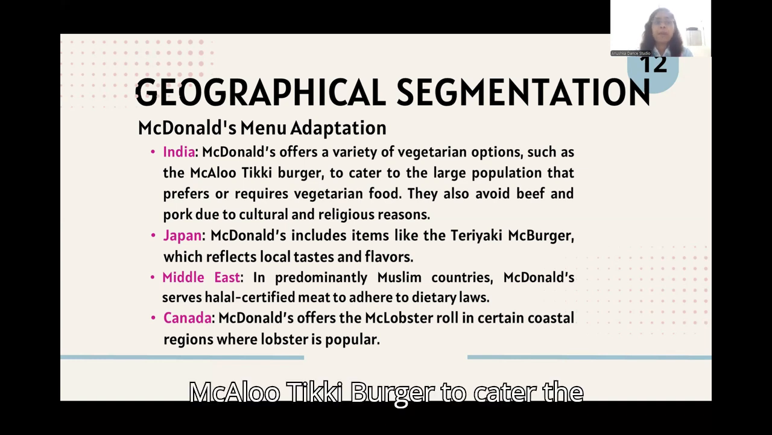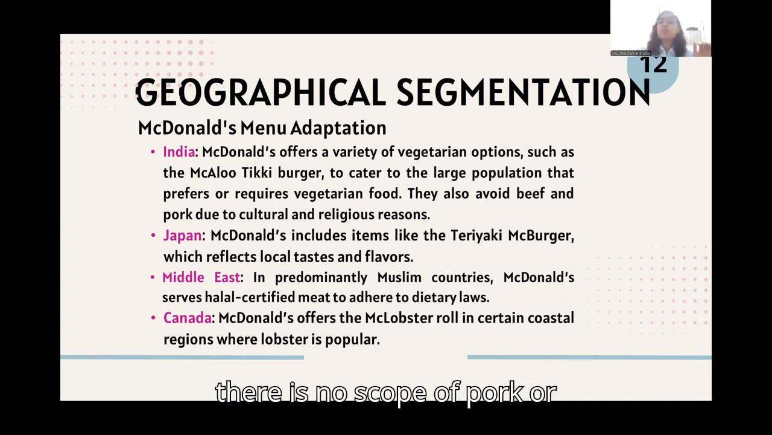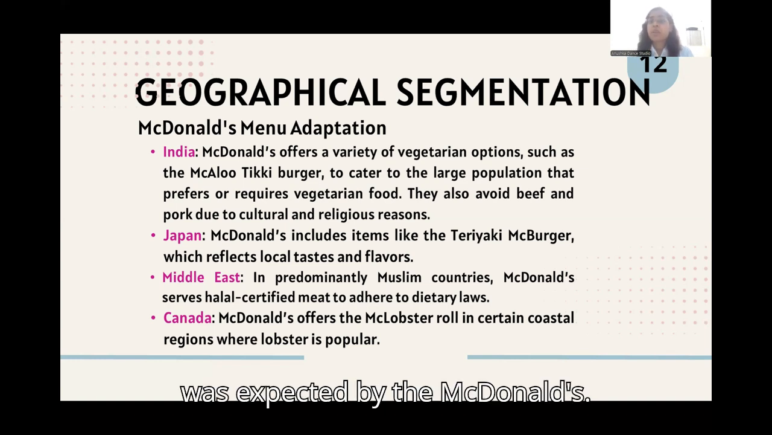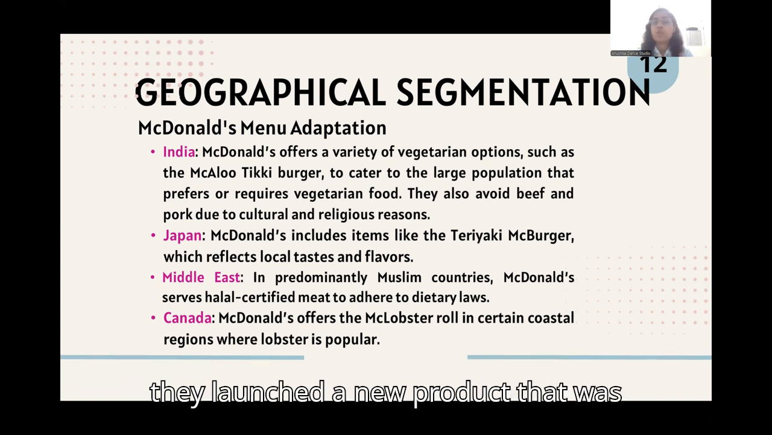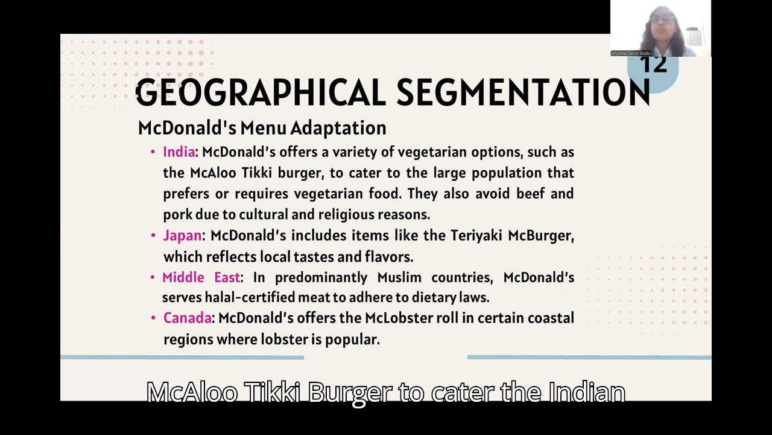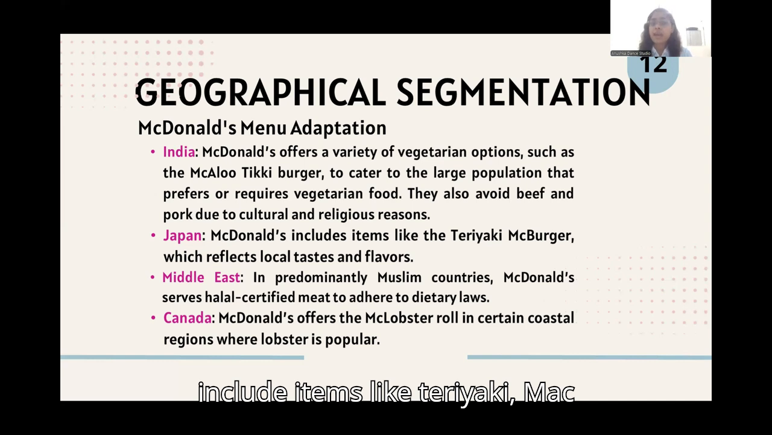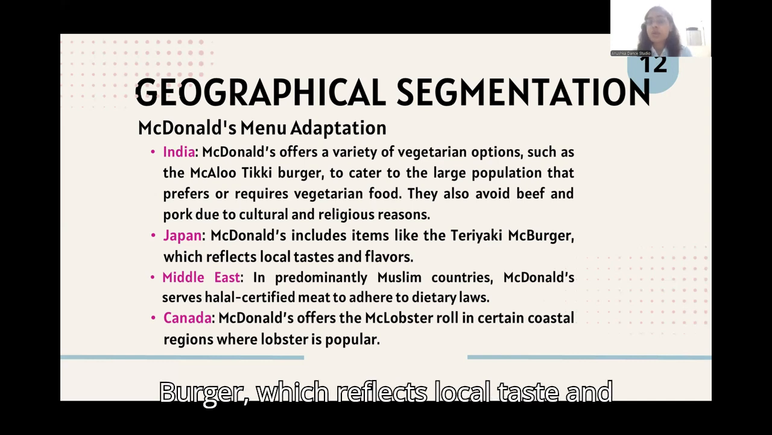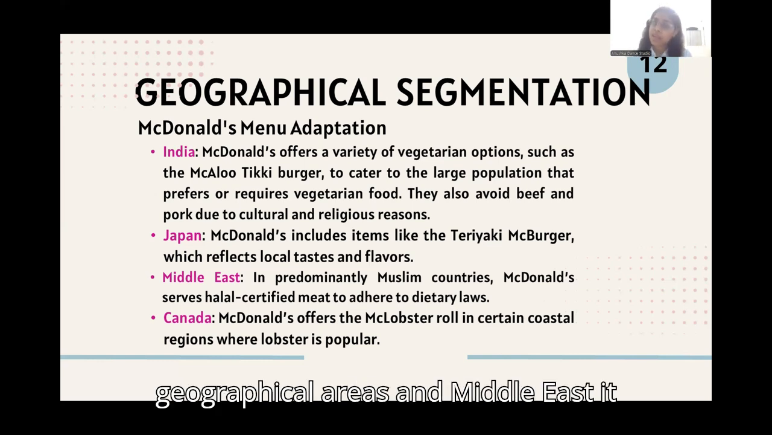such as the Mac Aloo Tikki Burger, to cater to the large population, because it saw that there is no scope for pork or any kind of non-vegetarian food that much, as was expected by McDonald's. So the menu was completely changed, and they launched a new product, the Mac Aloo Tikki Burger, to cater to the Indian market. Then in Japan, McDonald's includes items like the teriyaki McBurger, which reflects local taste and flavors. So this is how they have to adapt to the different geographical areas.